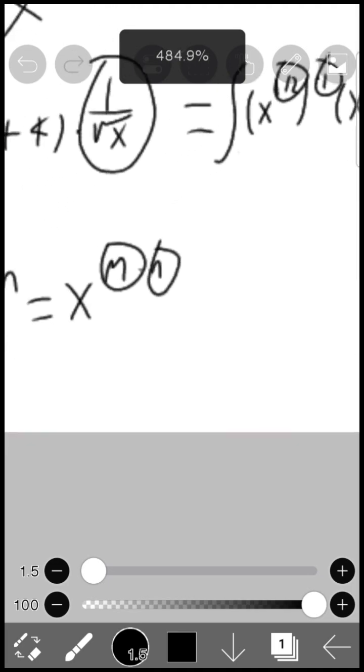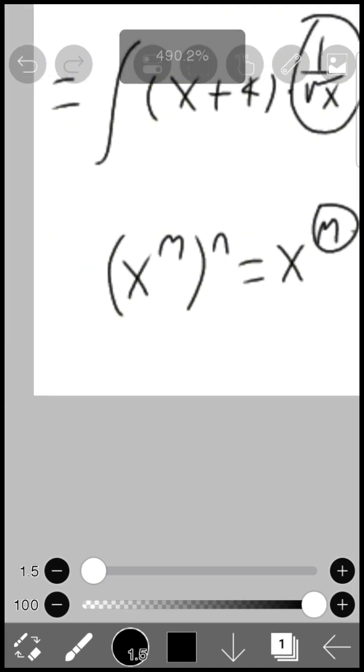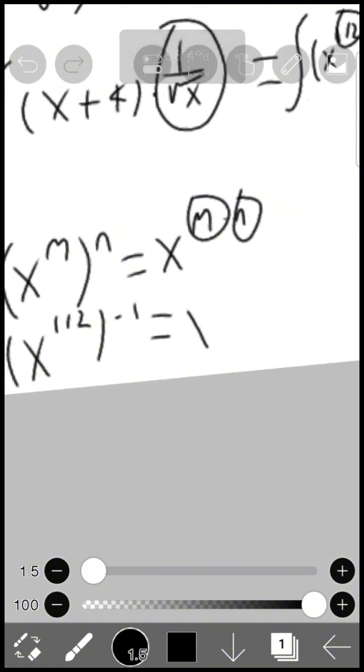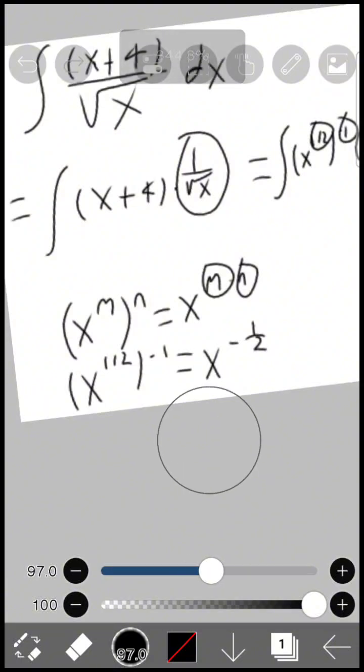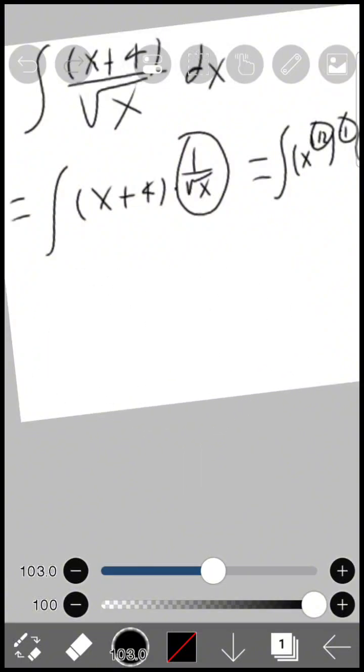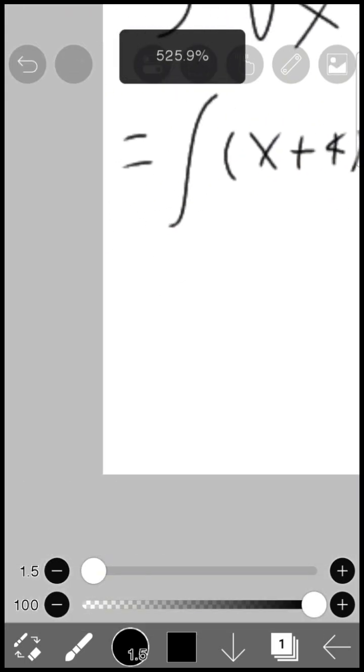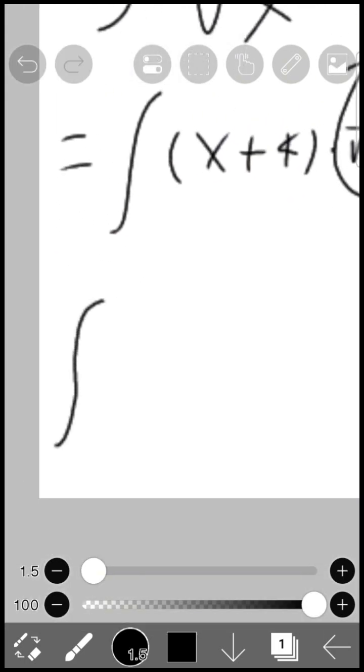So therefore, x raised to the power of 1/2 and raised to the power of -1 simply equals x to the -1/2. Okay, so now we're moving in the right direction, because now we can further simplify our integrand as the integral of x raised to the power of -1/2 multiplied by x plus 4.